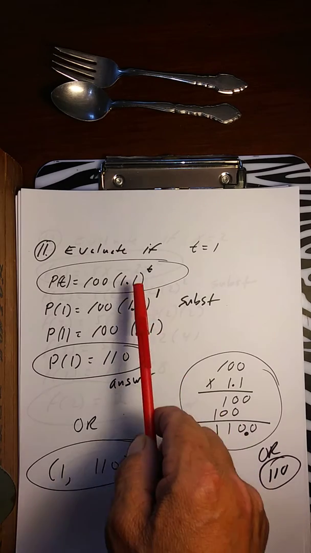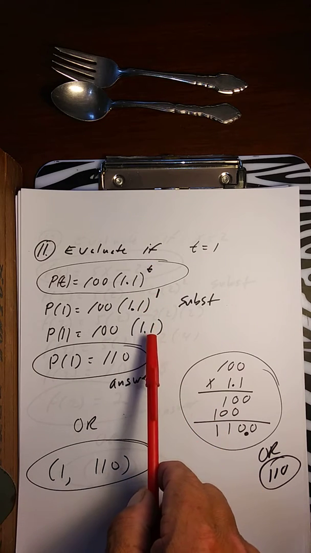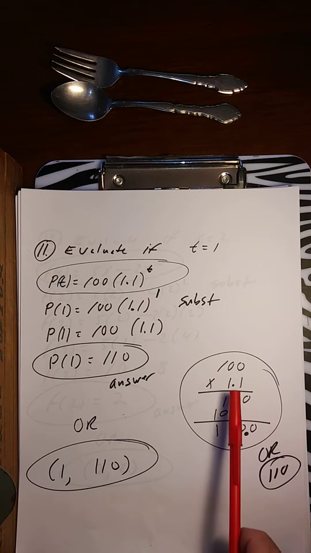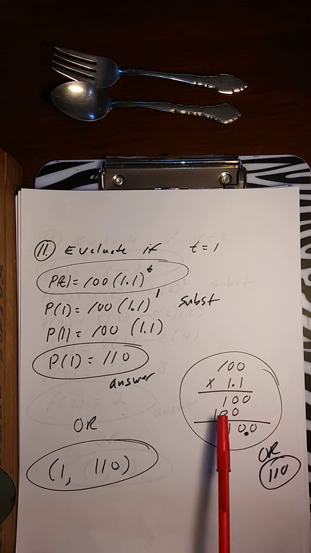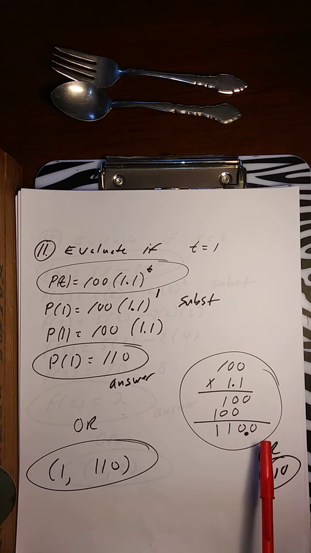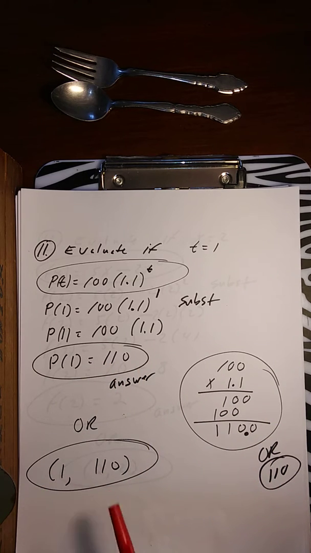Evaluate if t is 1. So 1.1 to the 1 power is the same thing as 1.1. 1.1 is 100. And over here, 1 times that is 0, 0, 1. 1 times that is 0, 0, 1. Straight down. 0, 0, 1, 1. That's one time, or 110 is the answer. Or 1, 110.